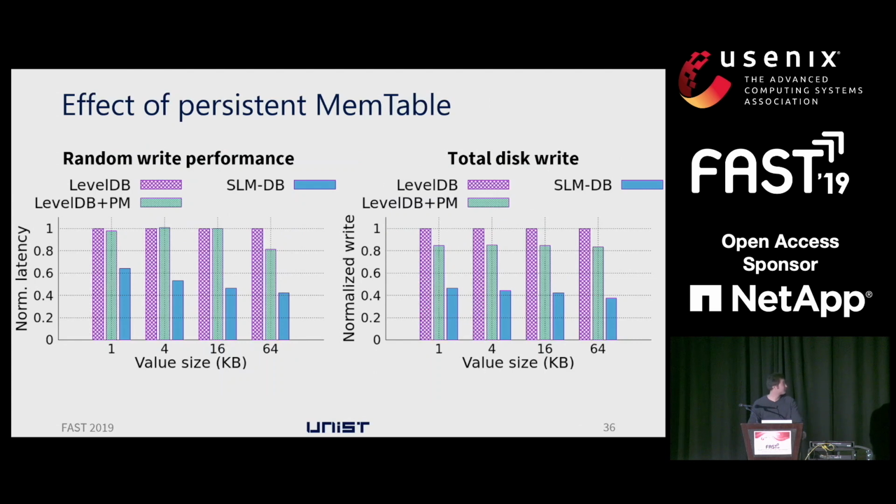So here, as you can see, LevelDB plus PM is having a persistent memtable inside of LevelDB. It's normalized by the latency. So it has a performance gain only if it has large value sizes. Also, it performs better with less disk amplification because it doesn't need any logging, right? In the second graph.